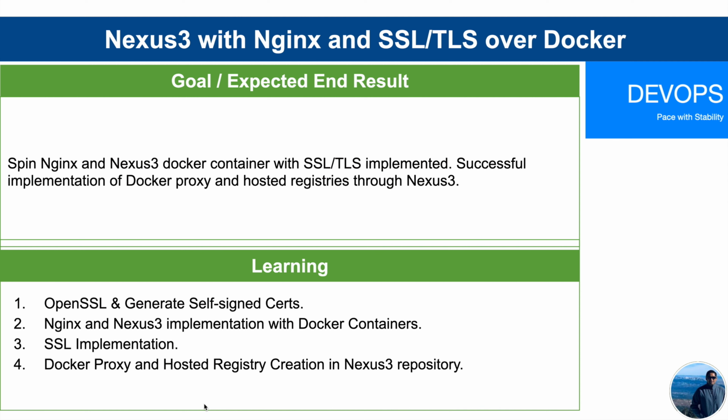Then at point number 2, we are also going to learn the Nginx and Nexus 3 implementation with Docker containers. In general, we are going to use a Docker Compose YAML file. Then point number 3, we are also going to learn SSL implementation in general. And point number 4, Docker proxy and hosted registry creation over Nexus 3. And we'll also see things in action such as pull and push commands.